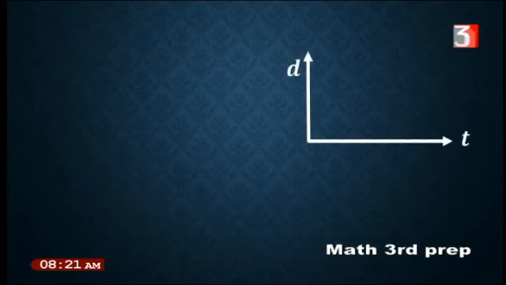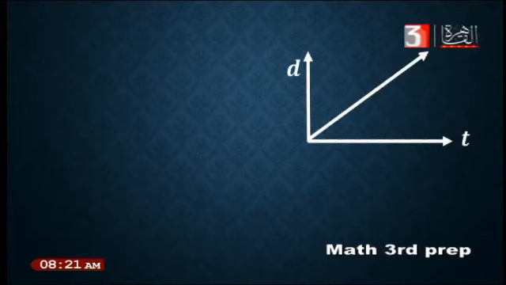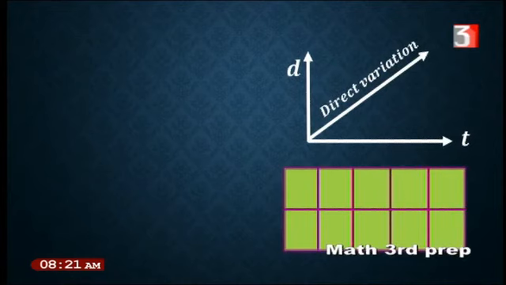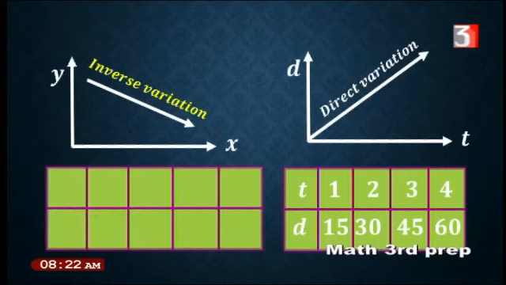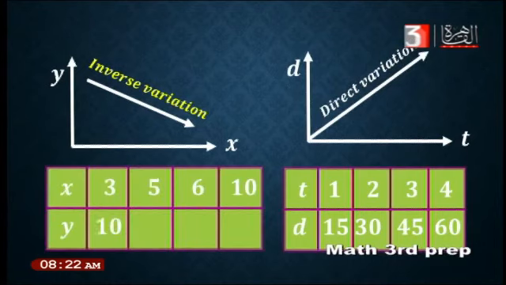Let us have some examples. If you look at such two graphs, the first graph shows the direct variation, as the increase of t is equivalent to an increase in the distance. The other graph shows inverse variation, as the increase of x is equivalent to a decrease in y.